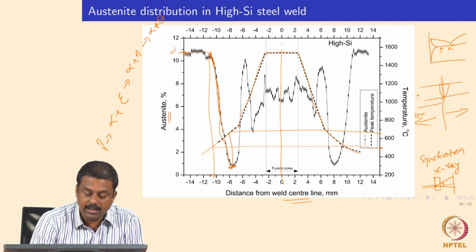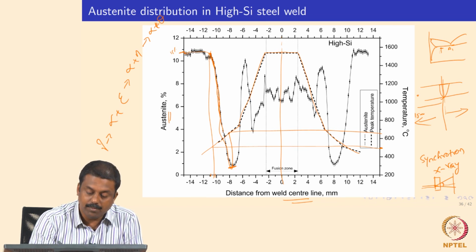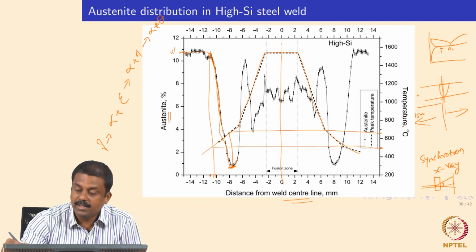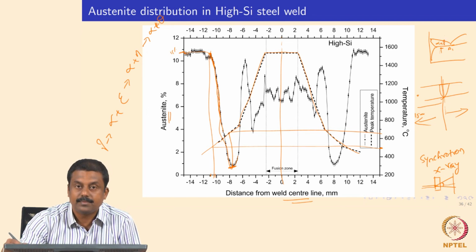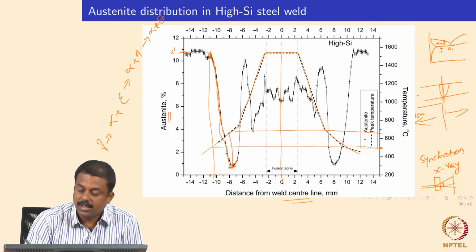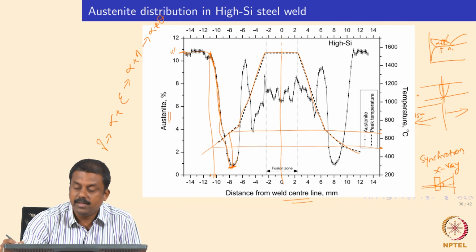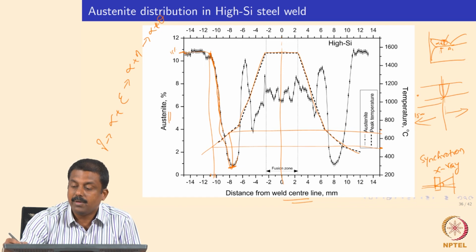The austenite fraction decreases to close to 0%, and then if you move further close to the fusion zone, the austenite fraction starts to increase. That means we are reaching the intercritical temperature region. The peak temperature during welding goes above, in this case, 700 degrees centigrade, which means you are nucleating new austenite. So the moment your temperature reaches the intercritical region, there will be local partitioning of carbon.